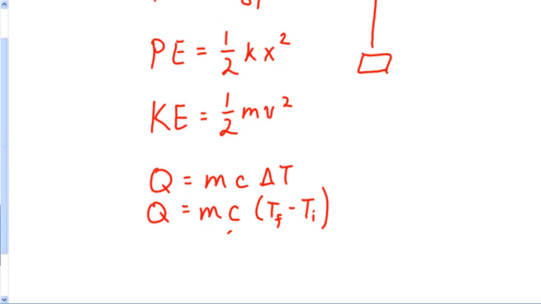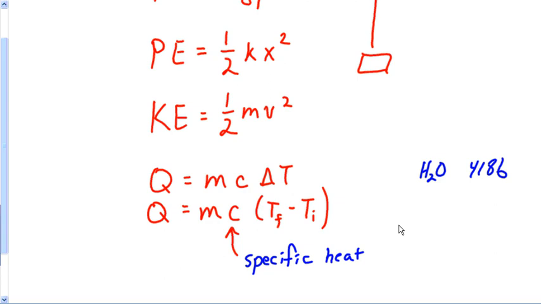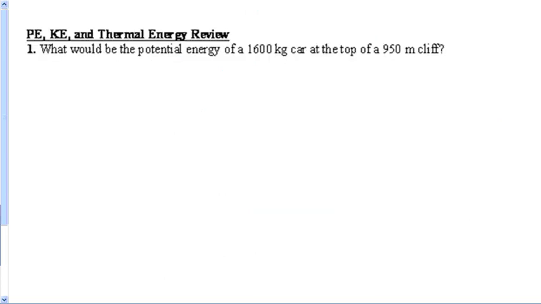Just remember this letter c is the only thing that's kind of strange in there, and that stands for specific heat. Every material has its own specific heat, whether it's water 4186, sand 660, everything has its own, and that's in joules per kilogram Celsius degree. That's something that you've got to find in the problems. So let's get started doing these problems.